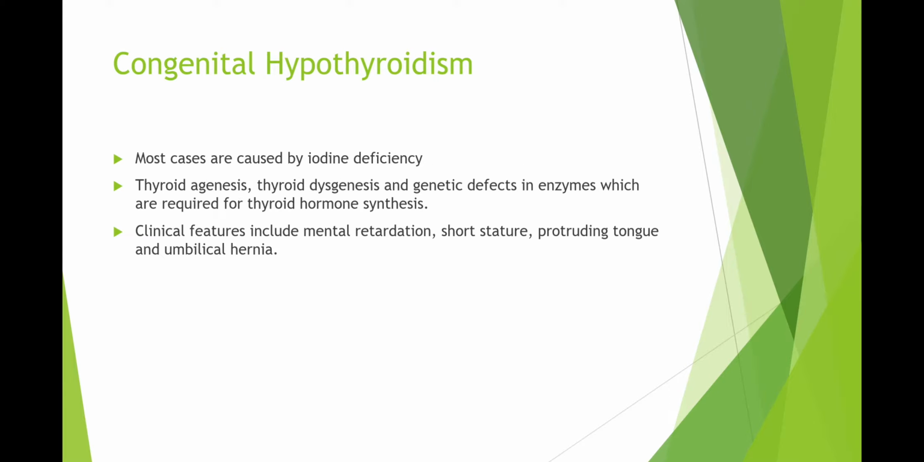Congenital hypothyroidism. Most cases are caused by iodine deficiency. Other causes are thyroid agenesis, thyroid dysgenesis, and genetic defects in enzymes which are required for thyroid hormone synthesis. The clinical features include mental retardation, short stature, protruding tongue, and umbilical hernia.